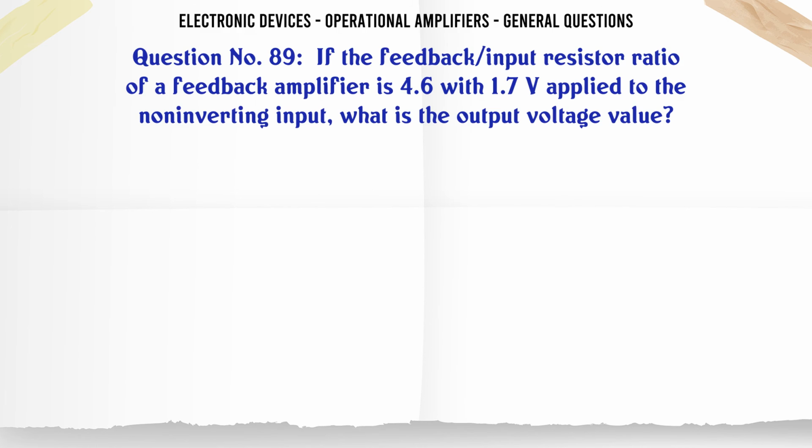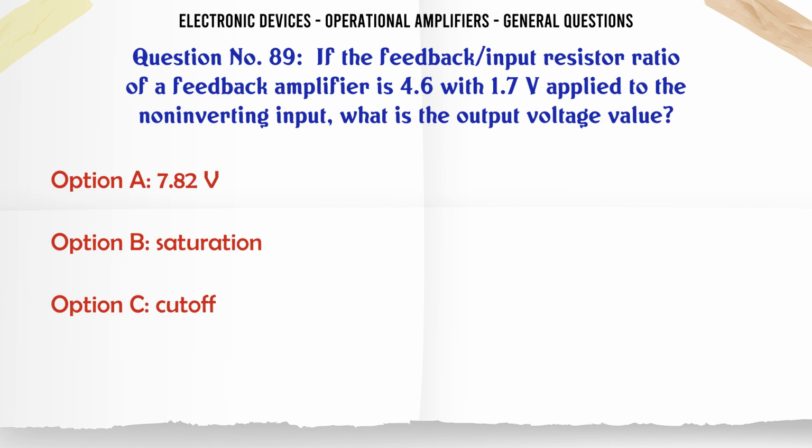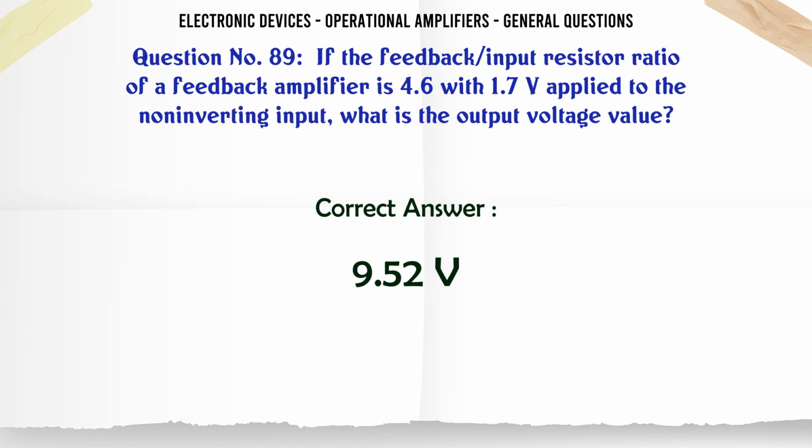If the feedback to input resistor ratio of a feedback amplifier is 4.6 with 1.7 V applied to the non-inverting input, what is the output voltage value? A. 7.82 V, B. Saturation, C. Cutoff, D. 9.52 V. The correct answer is 9.52 V.